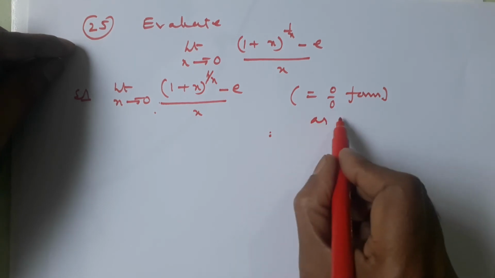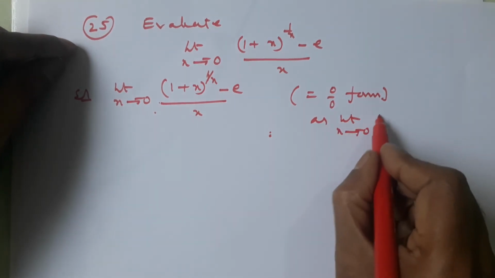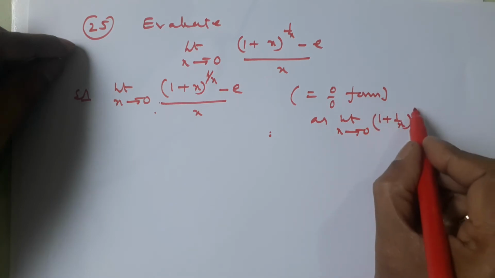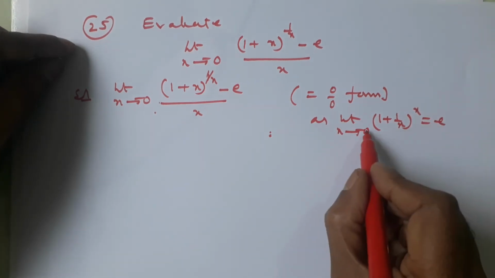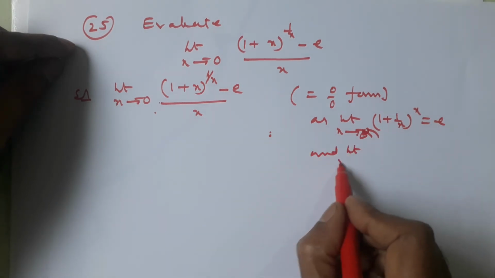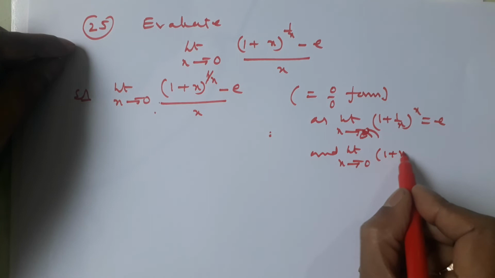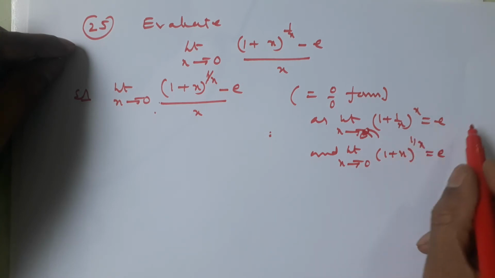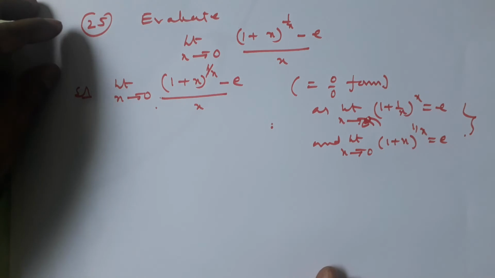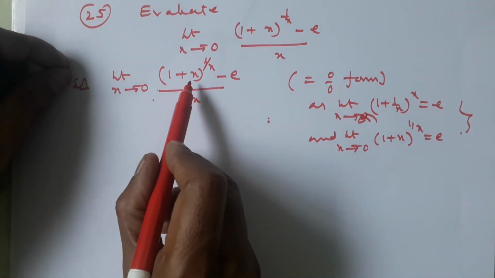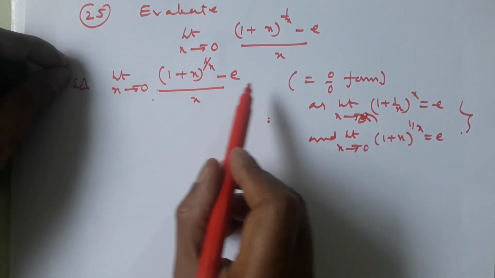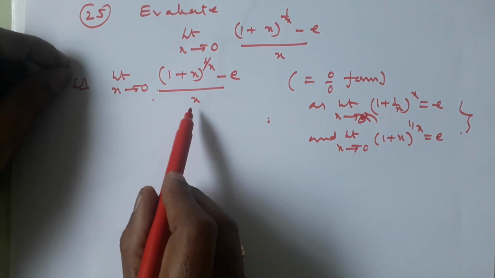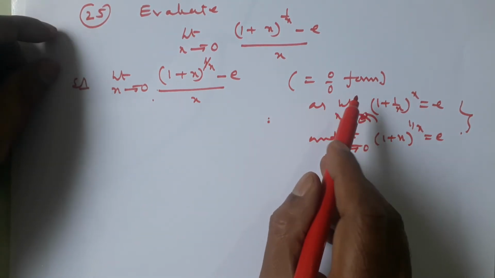Since limit x tends to infinity of (1 plus 1 by x) whole power x is equal to e, and limit x tends to 0 of (1 plus x) whole power 1 by x is also equal to e. These are the standard limits we have written previously also. Here I can substitute: e minus e, the limit of a constant is the constant, is equal to 0. Divided by x, as x tends to 0 the denominator is also 0. So this is 0 by 0, so apply L'Hospital.